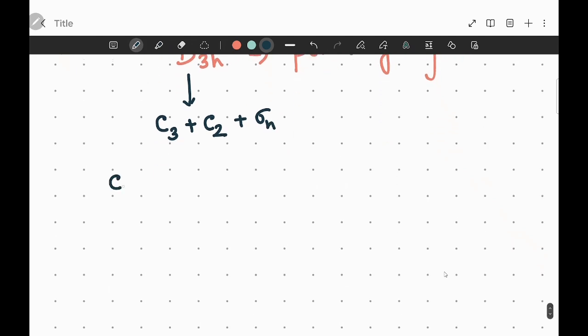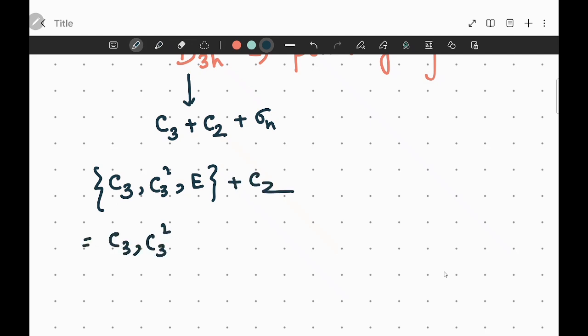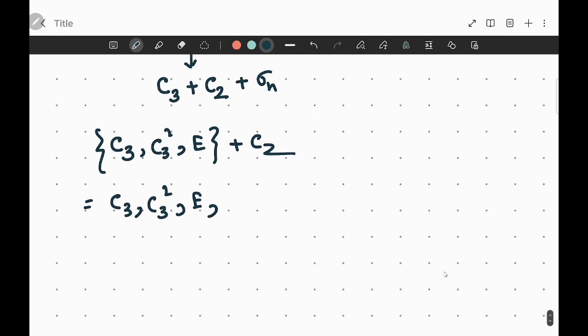How? First C3. If you have C3, that means you have C3, C3^2 and C3^3, which is E. Then add C2 to all of them. So first C3, C3^2, E are there. Then add all of them: C3 with C2, then C3^2 with C2, then C2. So these all three will be giving the same C2, so this will belong to the same class. I'm not going into those details. All these are not different, so we can write it as 3C2.